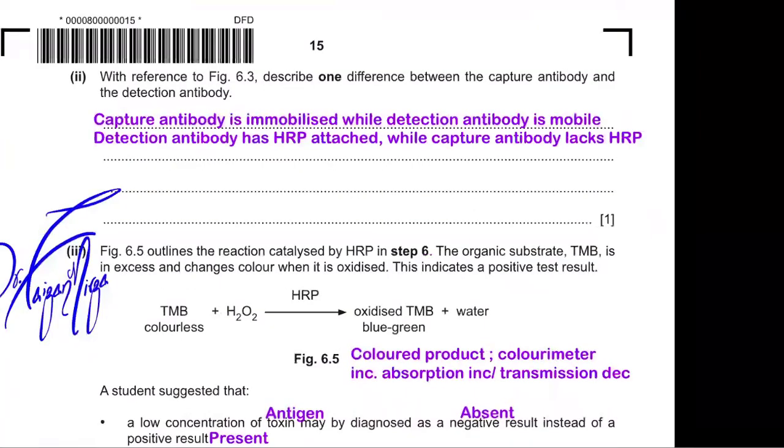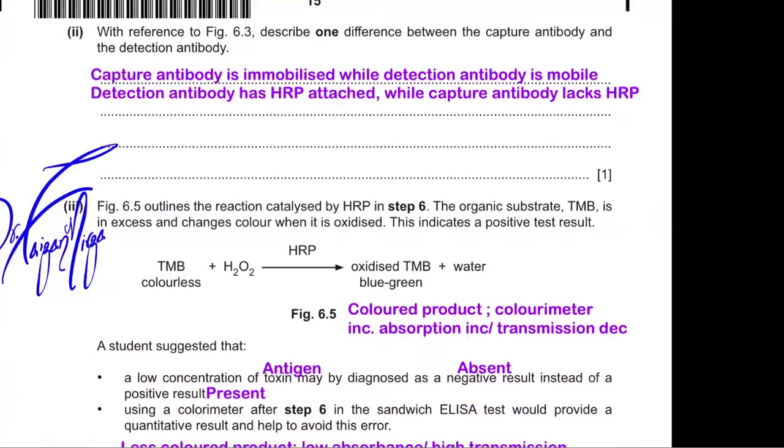With reference to figure 6.3, describe one difference between the capture antibody and the detection antibody. Capture antibody is immobilized, while detection antibody is mobile. Detection antibody has HRP attached, while the capture antibody does not.